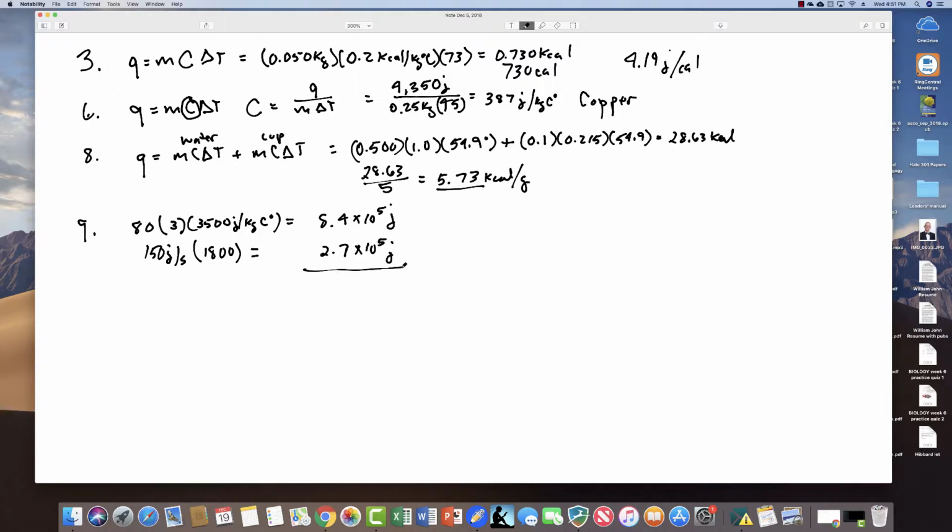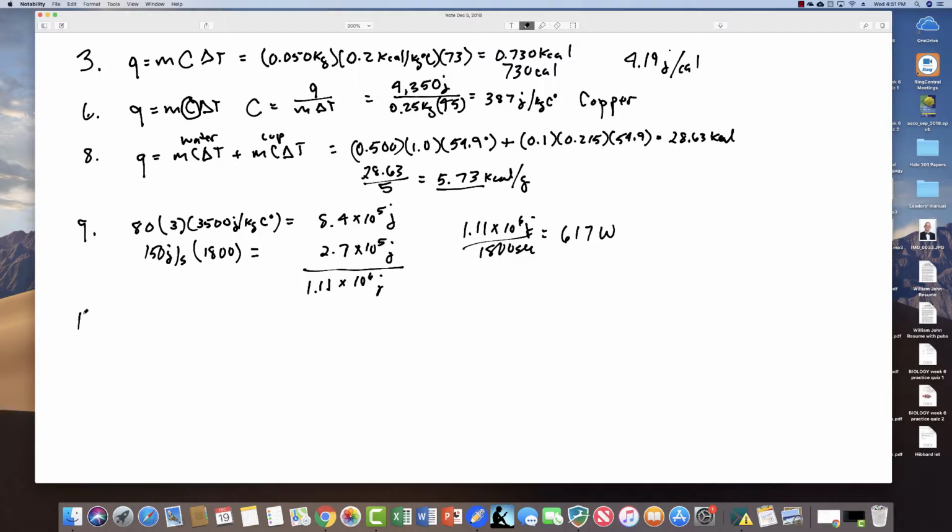So the total here is going to be 1.11 times 10 to the 6th joules that we have to dissipate in a period of 30 minutes. And if we take that 1.11 times 10 to the 6th and divide that by our 1,800 seconds, we end up with 617 watts in terms of dissipation, that amount of energy dissipated.